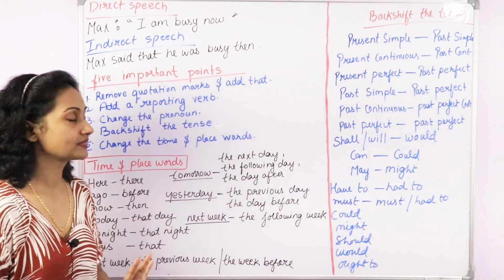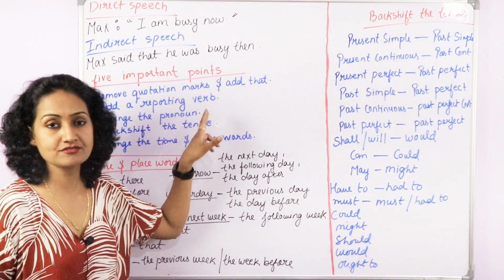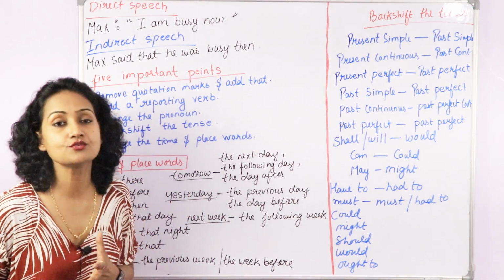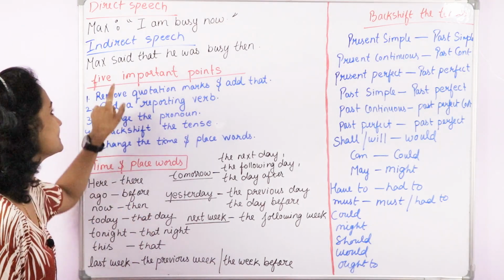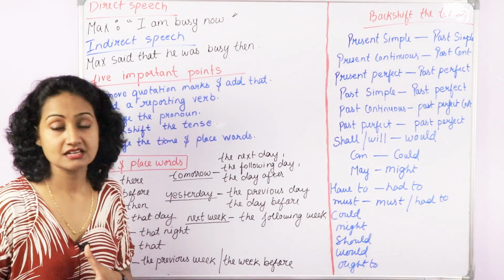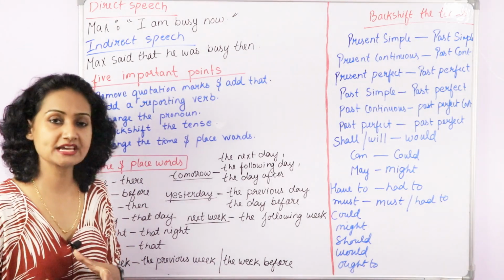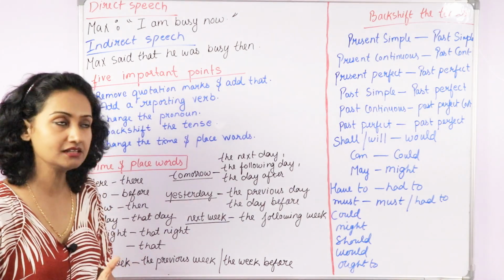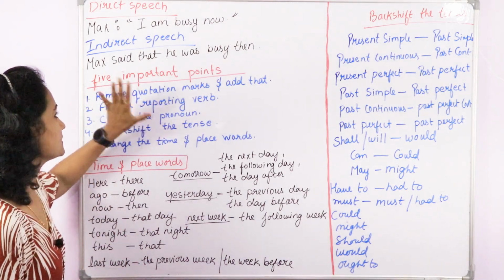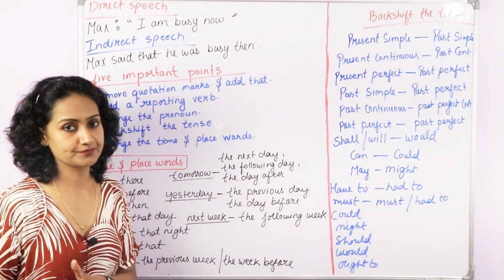This we have done. Second, add a reporting verb. You have to add a reporting verb also. Reporting verb is this: Max said, he said, he ordered, he requested. So these are reporting verbs and we will understand that in detail later, but as of now just understand that you have to add a reporting verb.